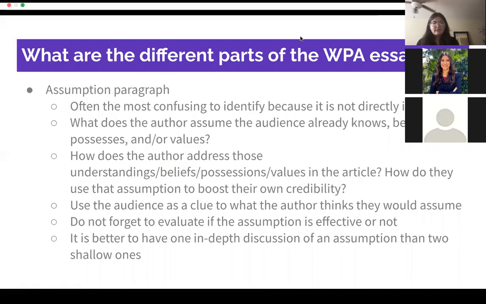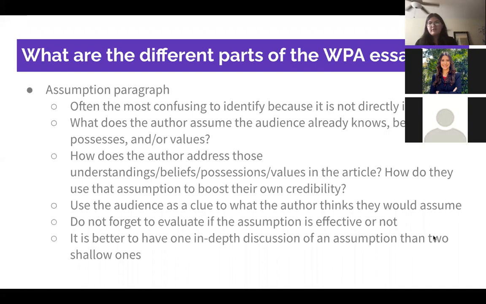The next paragraph is the assumption paragraph. This is often the most difficult to identify because it's not explicitly listed in the paper. It's more of an implicit assumption you have to find. But the general guiding question is, what does the author assume the audience already knows, believes, understands, values? So based on this audience that you've identified, what do you think they already know? What do they already value? That's the question you want to ask yourself. And then how does the author know and address those assumptions within the paragraph?